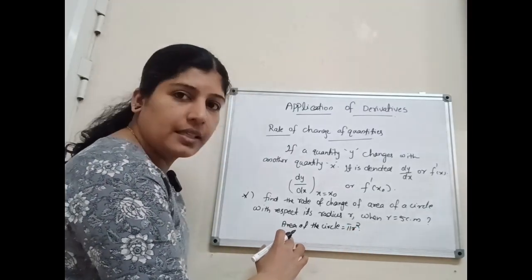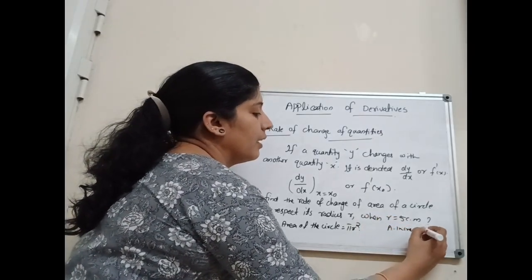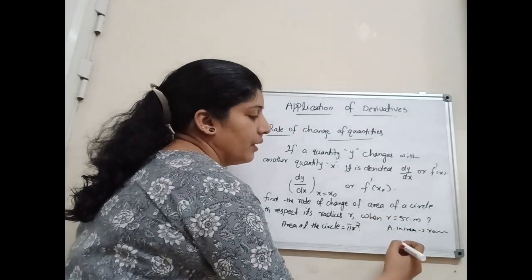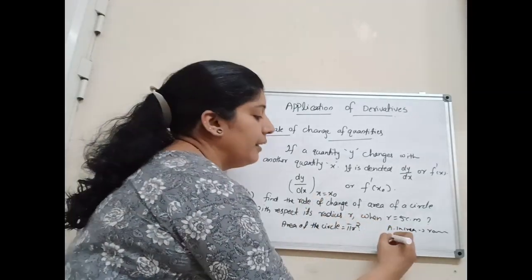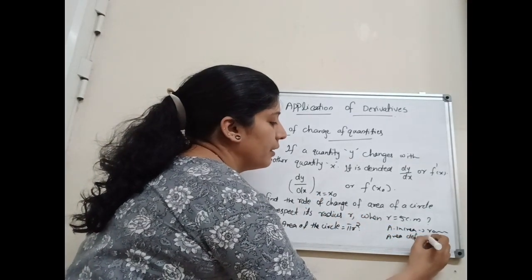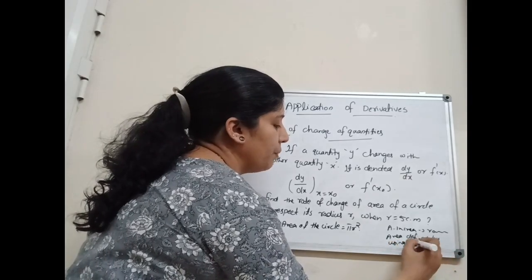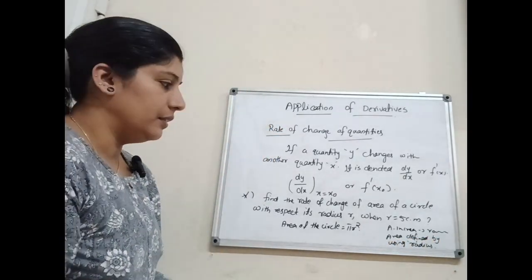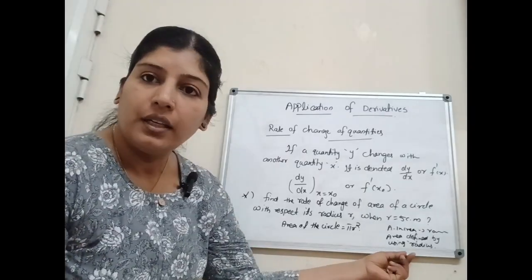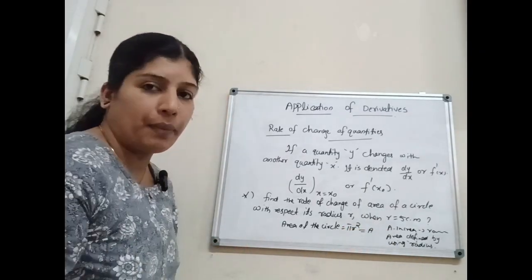When area increases, radius also increases. Here area is defined by using radius, that is, area depends upon the radius. Here area can be denoted by A. That is A equal to pi r square.